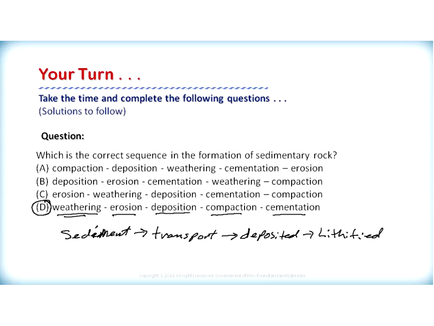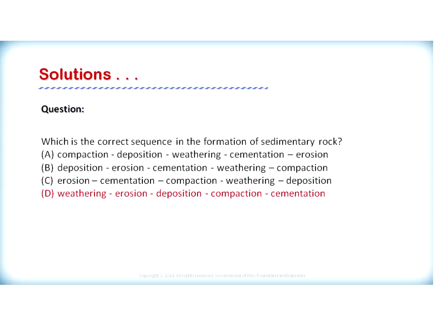Sediments are produced by weathering and erosion. They are then transported, but it's not in the answer here. Then they are deposited. Then they get turned into solid rock, which is a process called lithification by compaction and cementation. So our answer to the question and solution would be D.